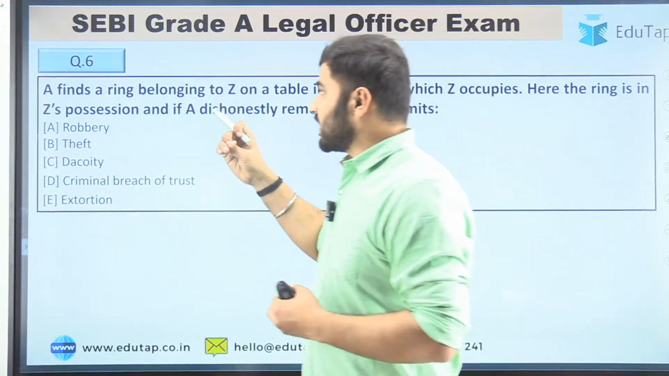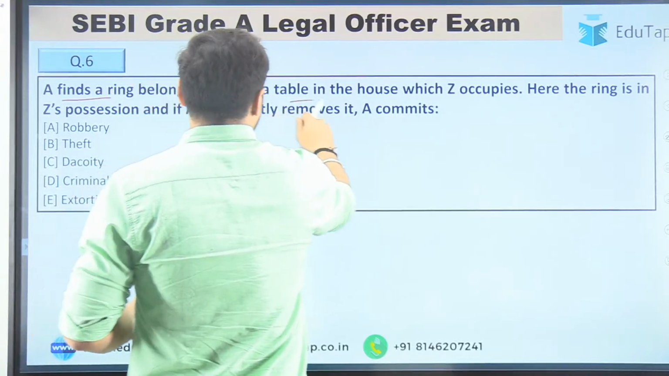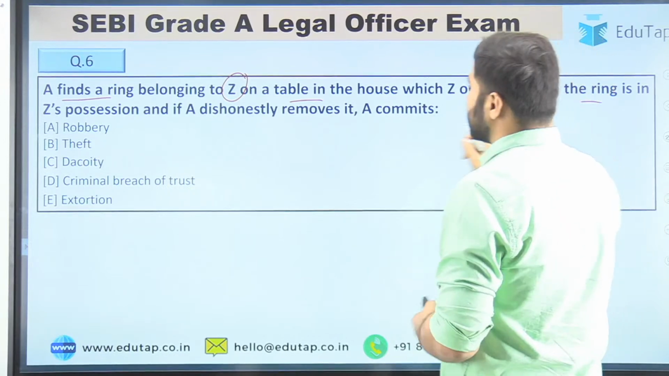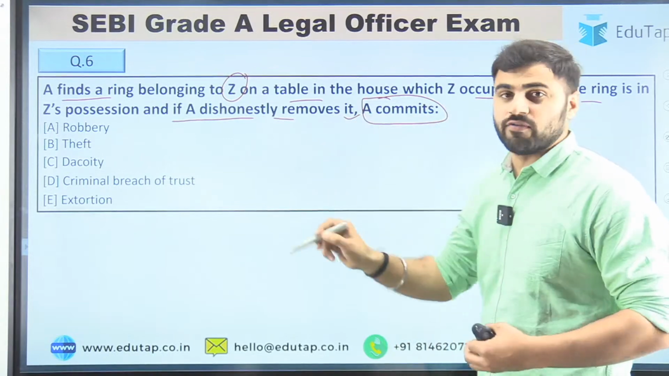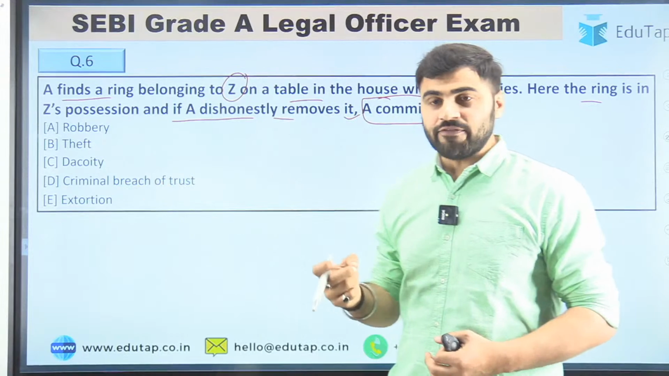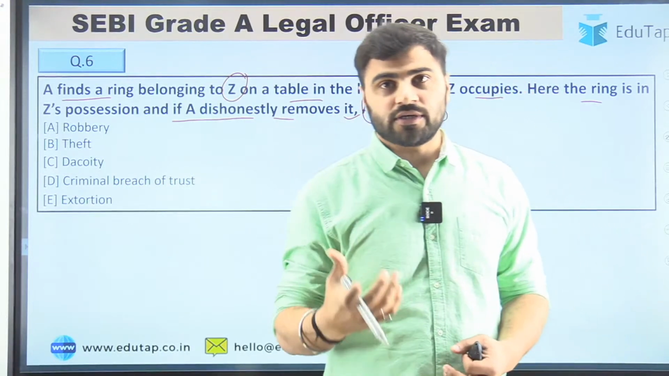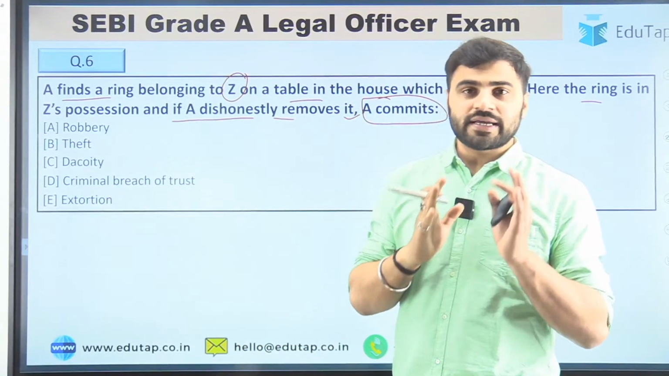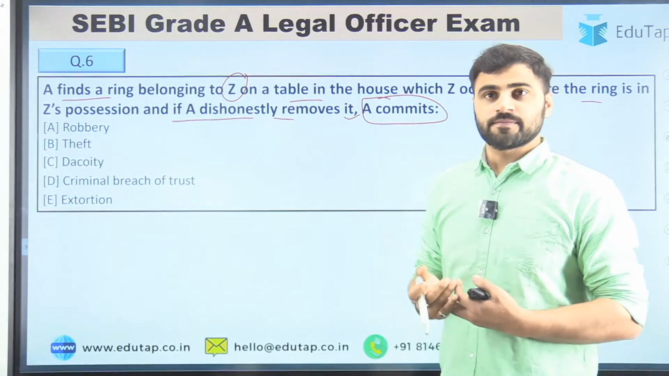The 6th question is: A finds a ring belonging to Z on a table in the house of Z. Z occupies the house. Then the ring is in Z's possession, and if A dishonestly removes it, A committed which of the following offenses? Your options are robbery, theft, dacoity, criminal breach of trust, or extortion. Read the case carefully, highlight the keywords, then try to attempt the question.